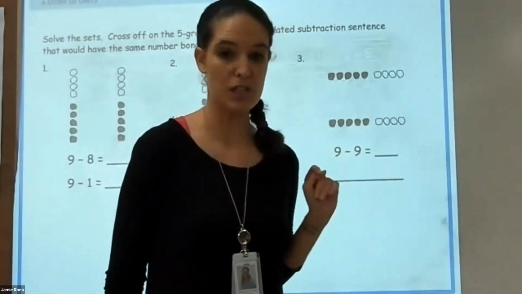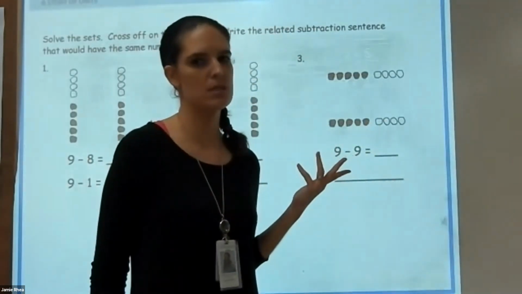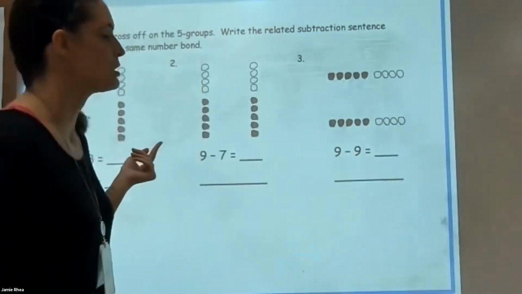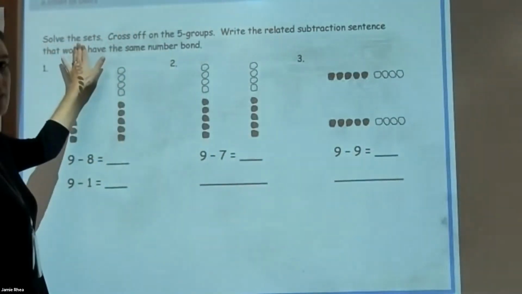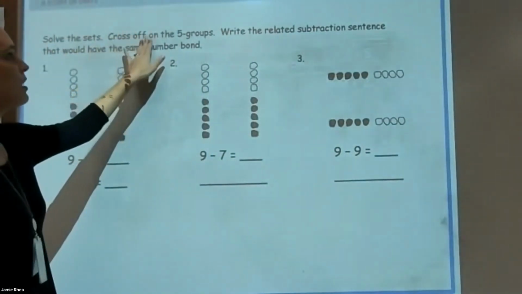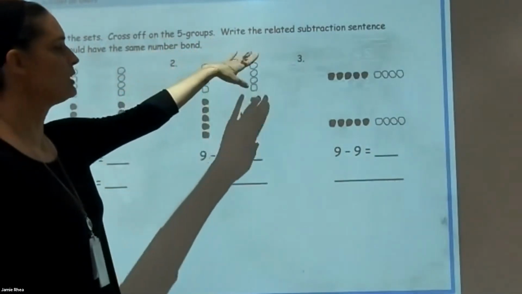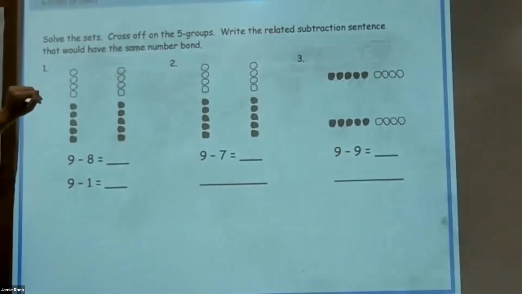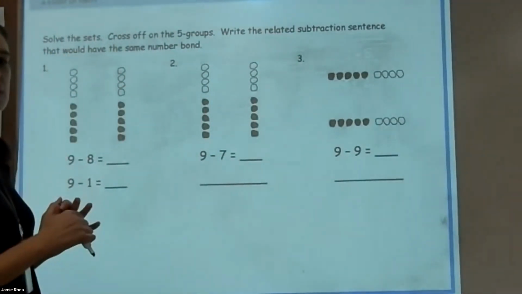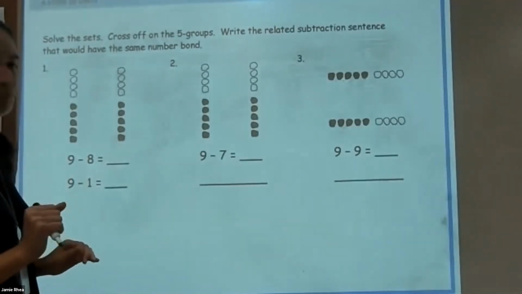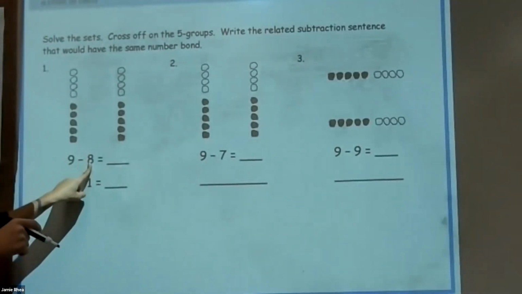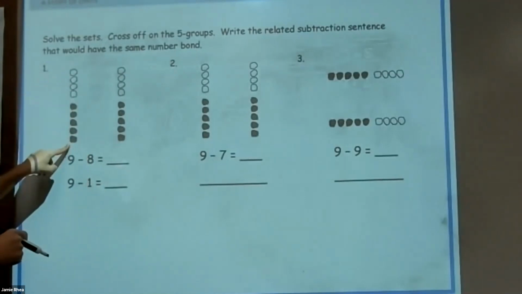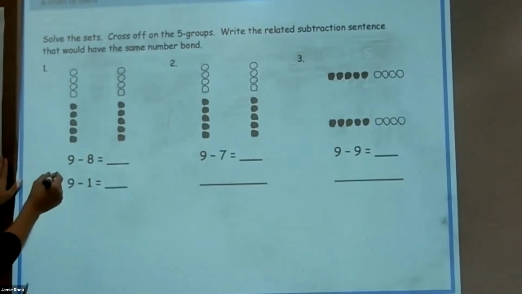So let's read our directions first because every good number detective always reads the directions. Solve the sets. Cross off the 5 groups. Write the related subtraction sentence that would have the same number bond, okay? So let's look at number 1. Number 1, 9 minus 8. I'm going to take 8 because I have 9 right here. I'm going to cross off 8 of them, okay?